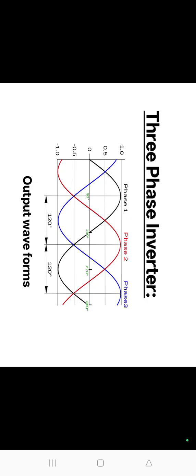Same is true for the lower group of IGBTs. On the basis of this firing scheme, a table is prepared.